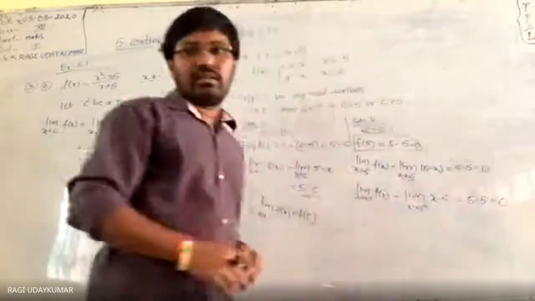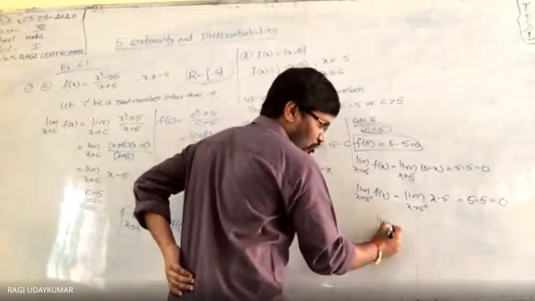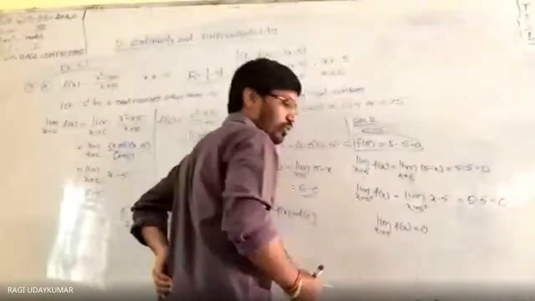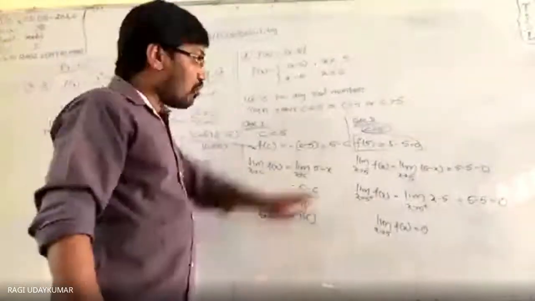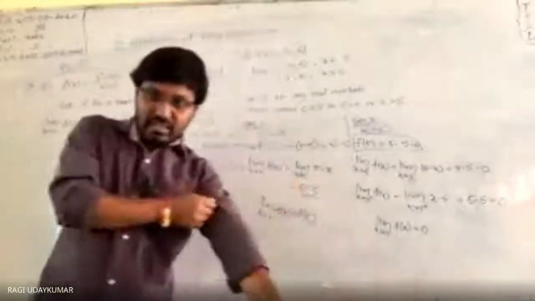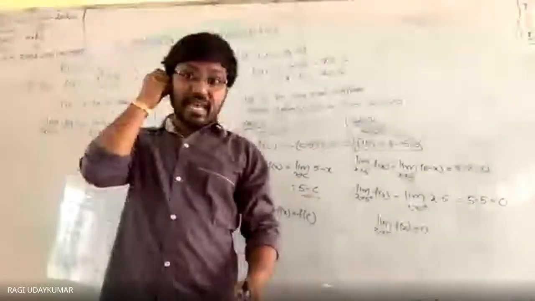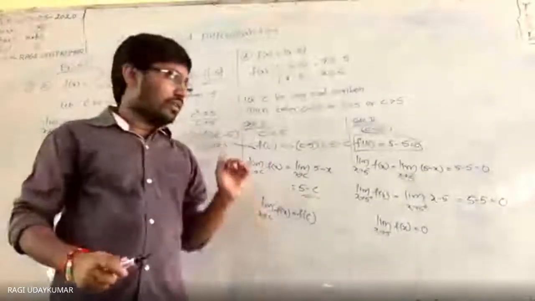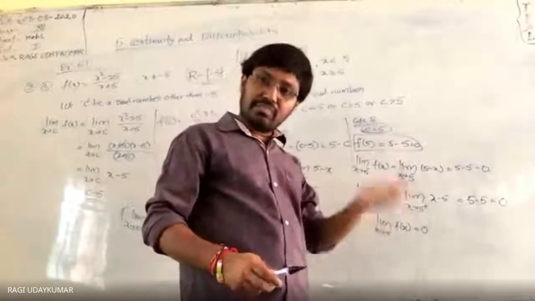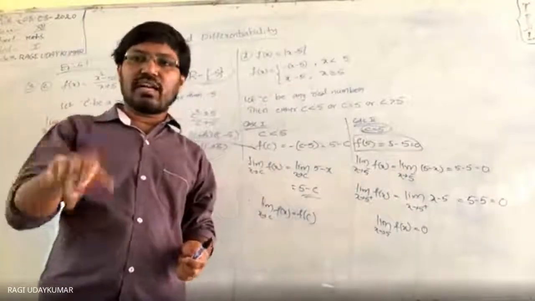Both are equal, and that means if both are equal then the limit exists. Limit x tends to 5 of f of x is equal to 0. If both are not equal then the limit does not exist. Limit does not exist at that point means it is not continuous at that point. See, different cases will occur when solving problems. Sometimes these two may not be equal. When these two are not equal at a particular point, at that point it is not continuous, because the limit does not exist.